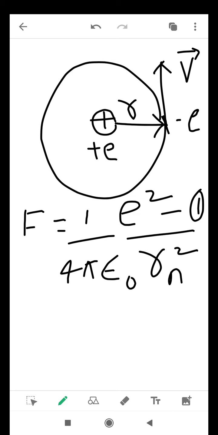This force provides the necessary centripetal force for the electron to circulate. So this is the Coulomb's force, and this is equivalent to the centripetal force. We can write centripetal force F_c equal to the Coulomb's force F_e.